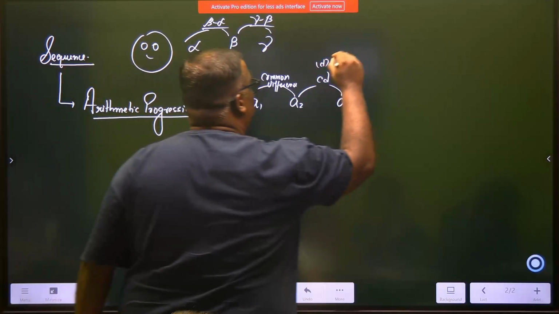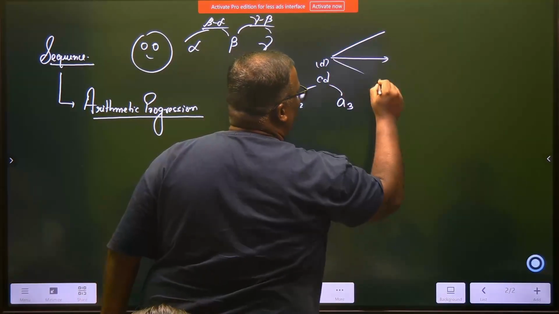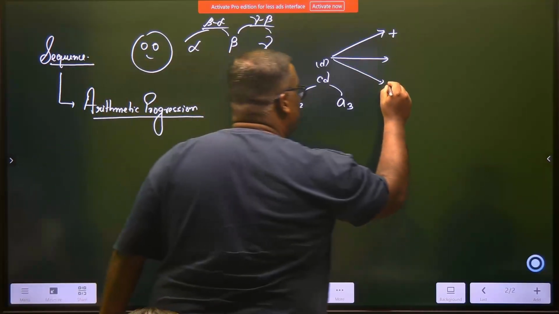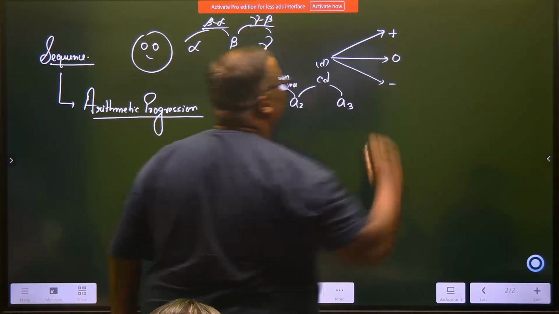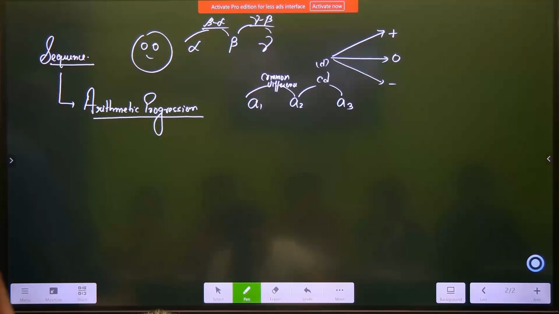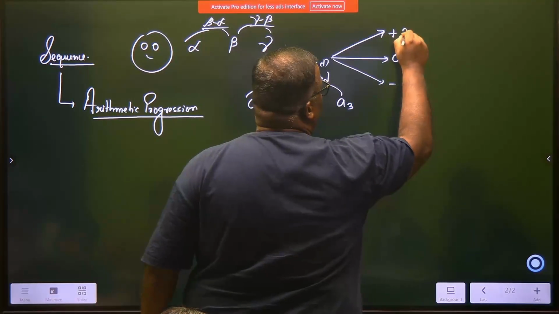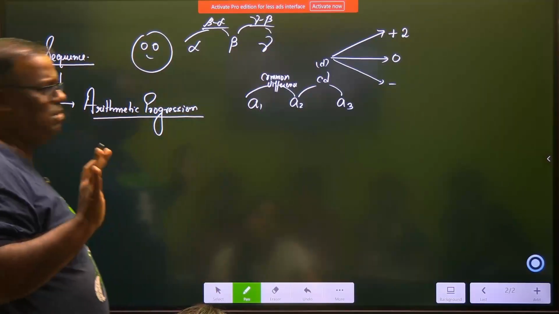This d has very strange values. This d can be positive, this d can be negative, this d can be zero also. Is it understood? Let's take an example, okay? Suppose our common difference is +2. First example, understand first, it will be easy.